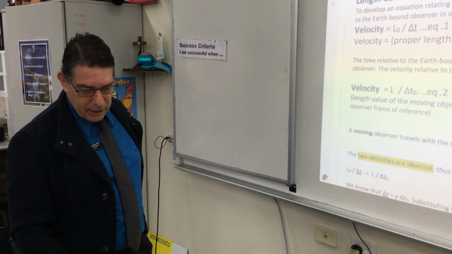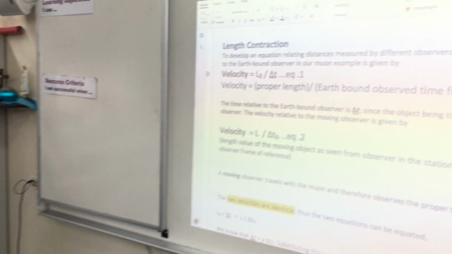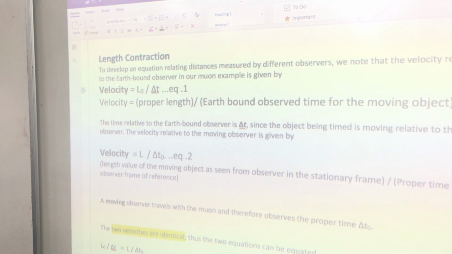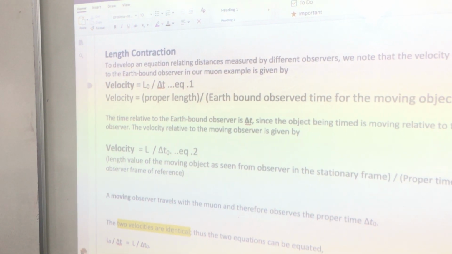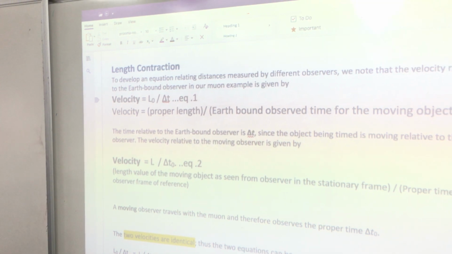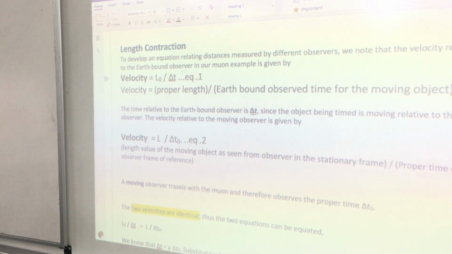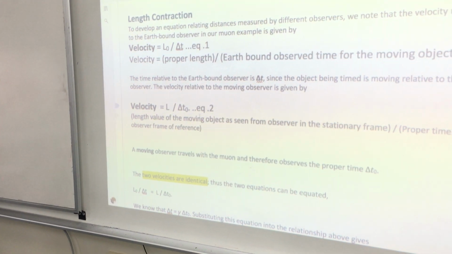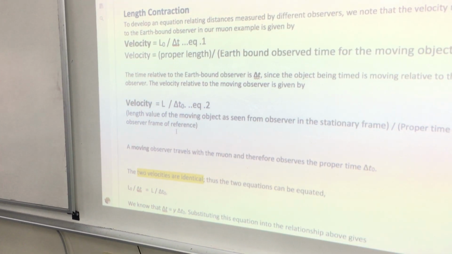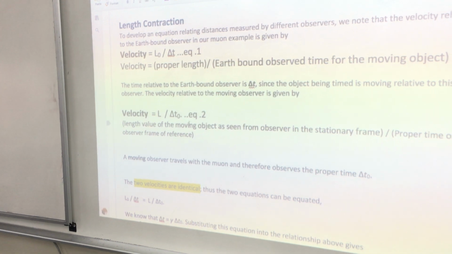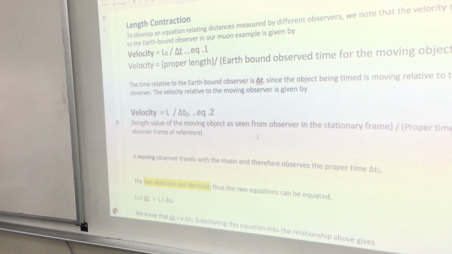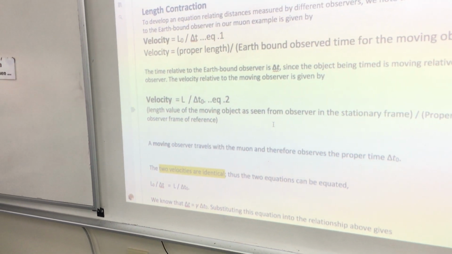So we've got equation 1 here, which is the proper length, which you measured at 2.1, and the delta t that you measured that was taken for the muon, 7.02. Work out the numbers, it works out fine. Then we come across the next equation, which is the muon's frame of reference, and we end up with the length value there divided by the proper time that you observed, and we come up with equation number 2.